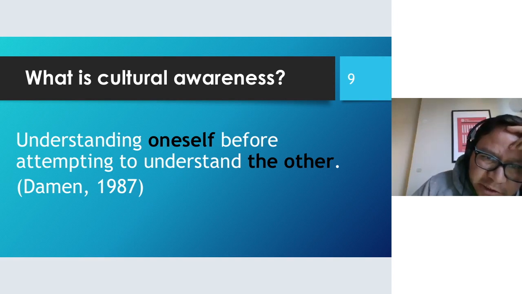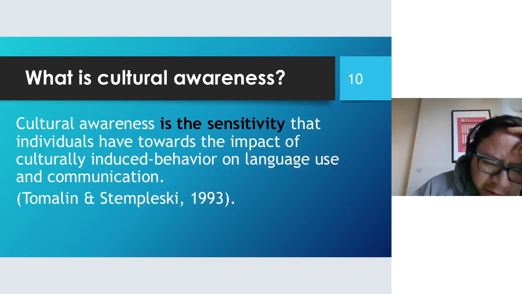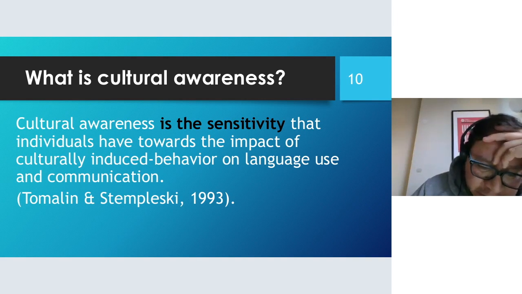So for Damon, what he's talking about is to understand our culture first and give examples of our own culture in order to understand the others. Cultural awareness is the sensitivity that individuals have towards the impact of culturally induced behaviors on language use and communication. So cultural awareness, keep that in mind, is the highlighted word right here: sensitivity. It's an approach to conceptualizing the kinds of knowledge, skills, and attitudes needed to undertake successful intercultural communication, which explicitly recognizes the cultural dimensions of communicative competence.